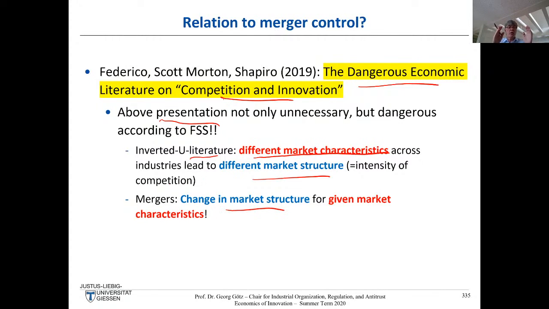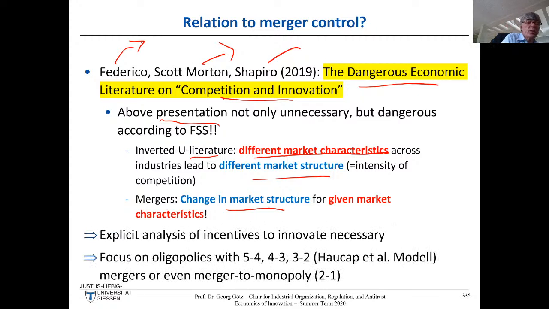You change the industry, you change from 4 to 5, or from 5 to 4, or from 4 to 3 firms in the market. Okay. What is interesting here, Carl Shapiro was the chief economist, I think, of either the DOJ or the FTC in the US. Scott Morton as well. Federico is one of the guys in the competition directorate of the European Commission. Okay. So what they tell you is that an explicit analysis of the incentives to innovate is necessary for mergers.